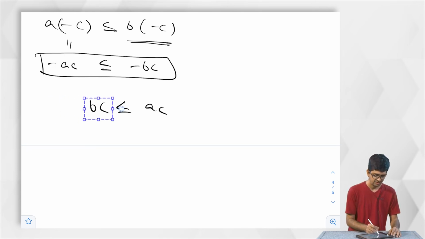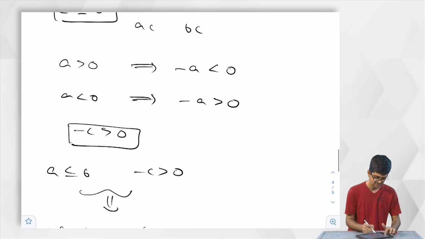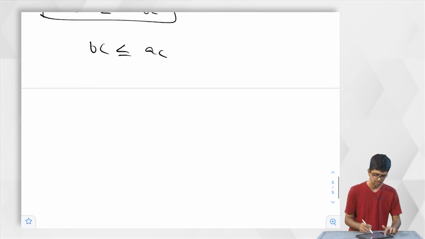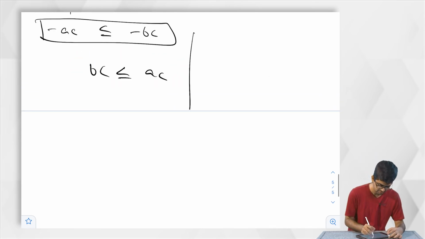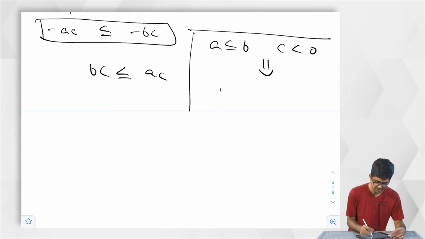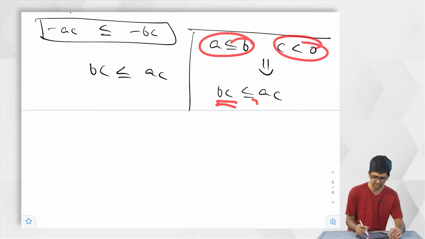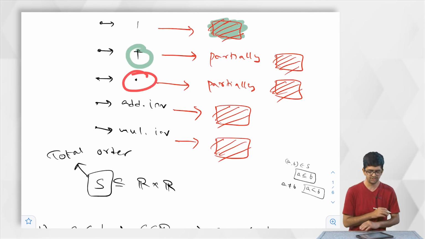So what do we have? If C is negative, that's what I started with, and A is less than or equal to B, then the relation is reversed. Let me write that down here. A less than or equal to B and C is negative implies BC is less than or equal to AC. If C is positive, this remains the same, that AC is less than or equal to BC. If C is negative, this is changed. So that is about multiplication.